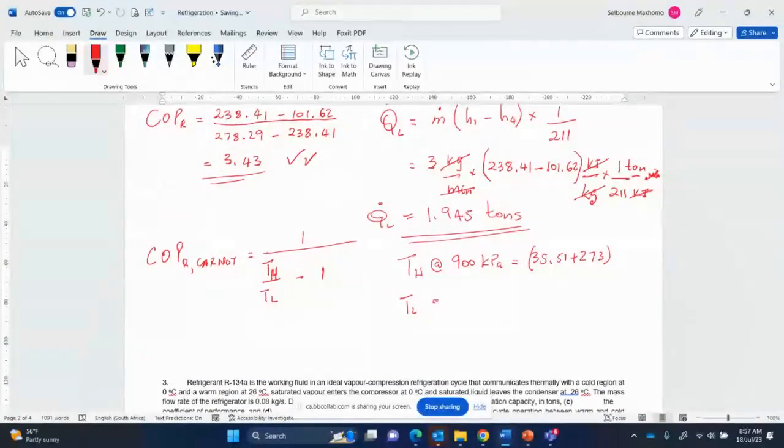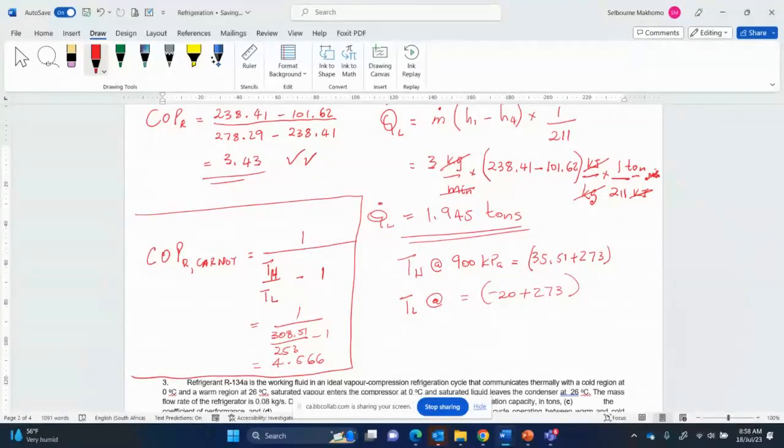Now, I'm going to challenge you to say, okay, TL is going to be negative 20 plus 273, and then we can calculate our reverse Carnot, which is 1 divided by 308.51 divided by 253 minus 1, and the answer is 4.566.